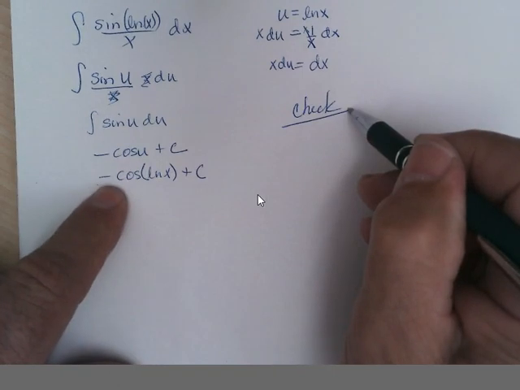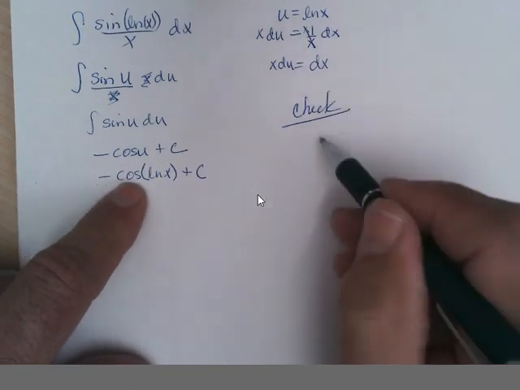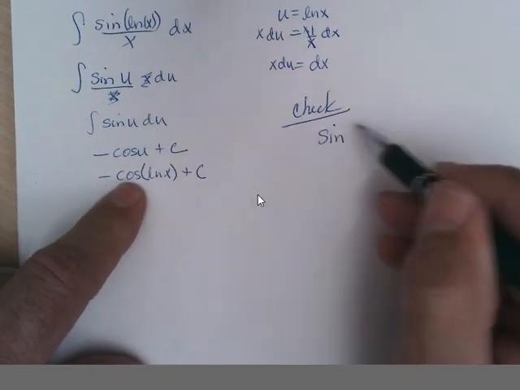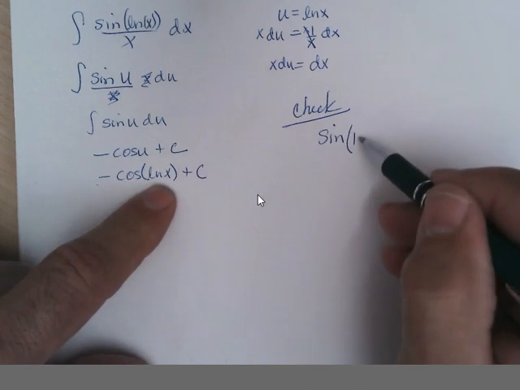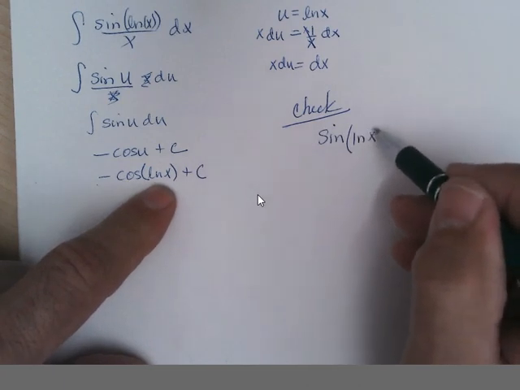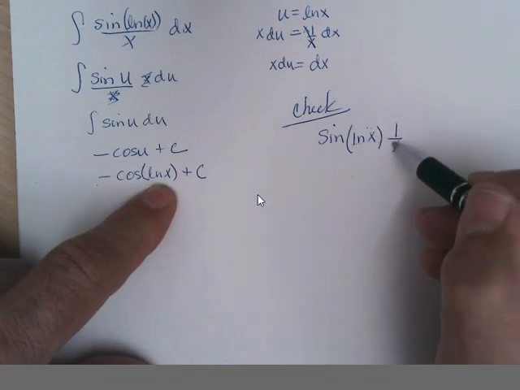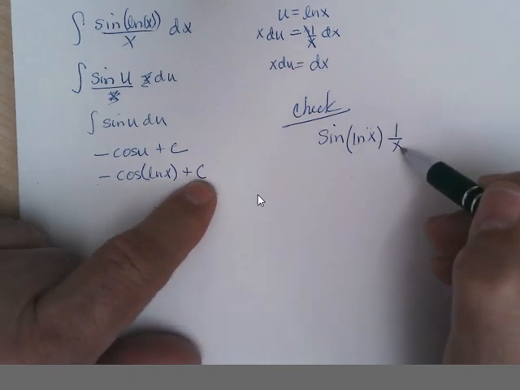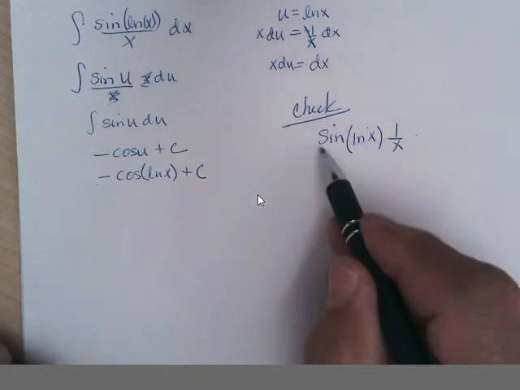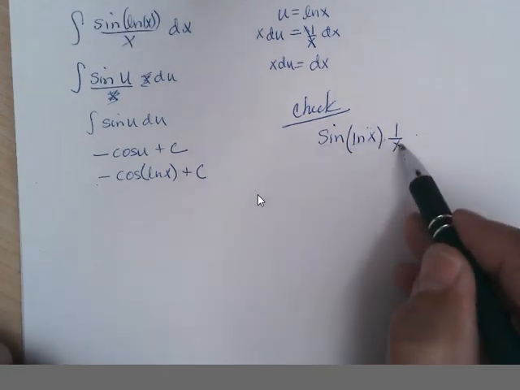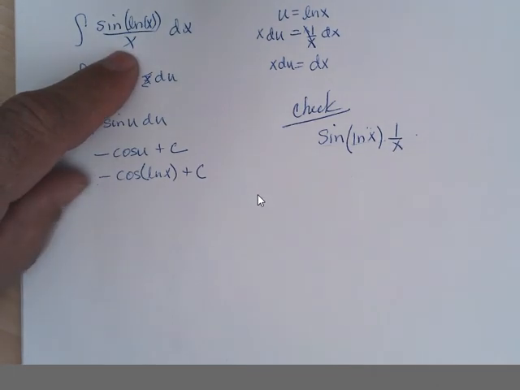A check. Take the derivative of this, so the derivative of negative cosine is sine, leaving the inside alone, times the derivative of the inside, which is 1 over x, and the derivative of the constant is 0, and so we get sine of ln of x divided by x, what we started with.